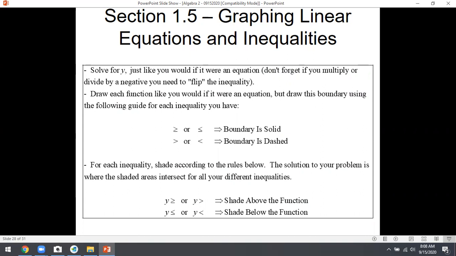So if you want to jot that down, be my guest. This is the big notes for the day. When you're graphing a linear inequality, your answer will be a whole shaded region. Remember doing that in Algebra 1? We had to shade a whole region, above a line or below a line, same kind of thing here.